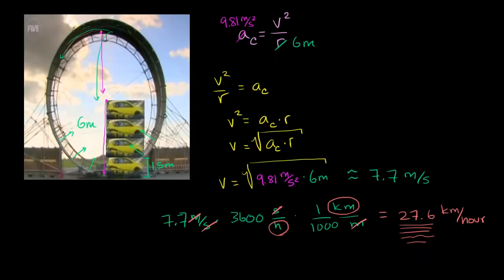Now what I want to do in the next video is actually time the car to figure out how long it takes to do this loop-de-loop, and we're going to assume that it's a circle, and we're going to figure out how fast its actual average velocity was over the course of this loop-de-loop.